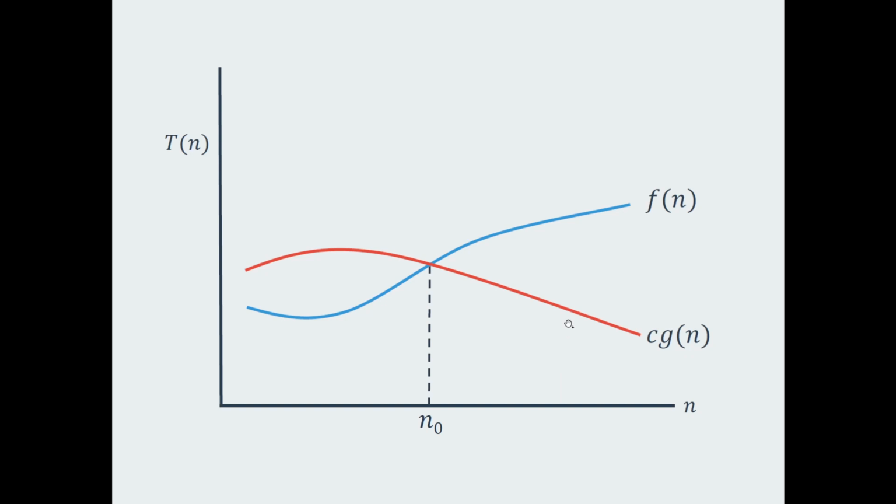Again, we'd want to have a c times g of n that is tight to f of n. This one has a large gap, so we'd want a tighter bound.